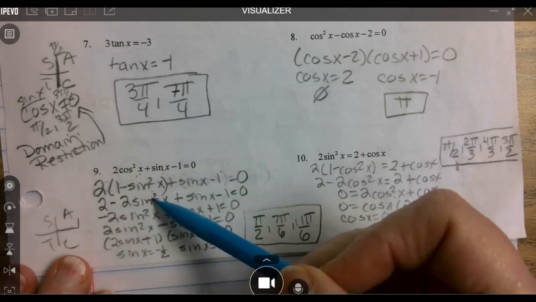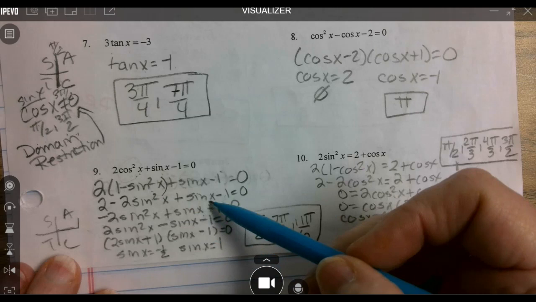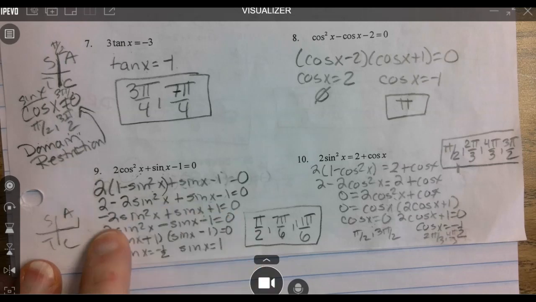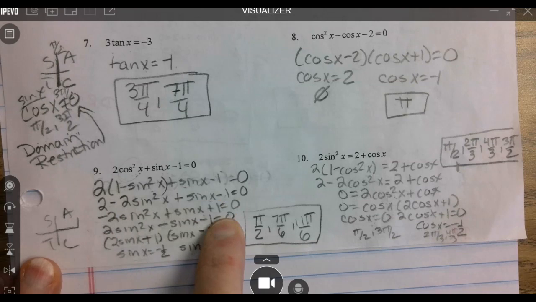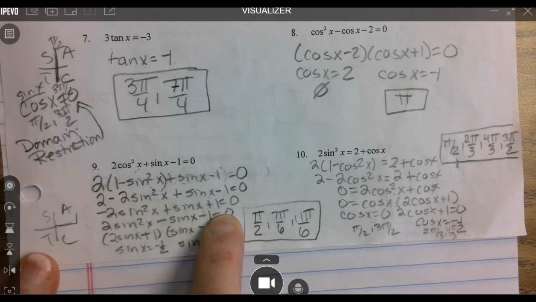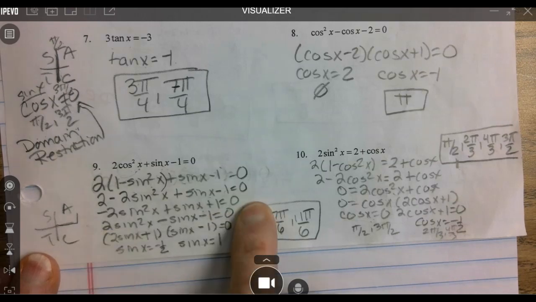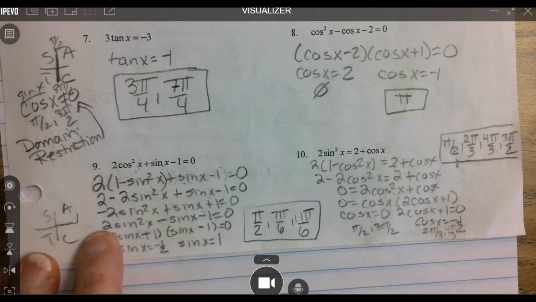Then I could distribute. And once I got here, all I did was then combine like terms. So I had my negative 2 sine squared plus sine, and then 2 minus 1 gave me a positive 1. Then I have a trinomial. I think I'm going to have to factor. So I could have here either moved everything to the other side, or I honestly just divided everything by negative 1.